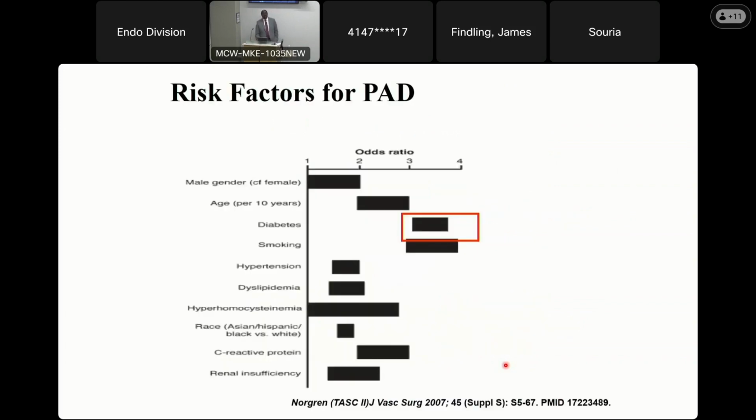So the risk factors for PAD are very similar to that of CAD, except that PAD, of course, is less studied. However, there are some distinct differences in terms of the risk factors. In PAD, diabetes and smoking actually account for 80% of the risk of developing the disease, which is not the case in heart disease.